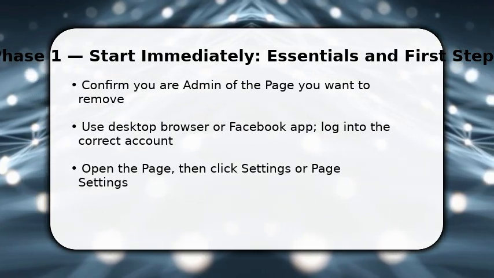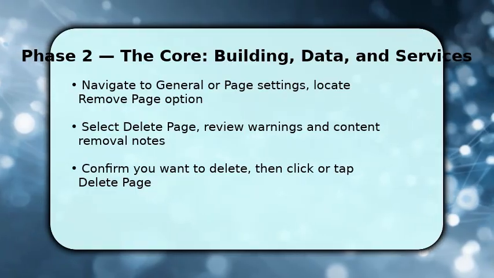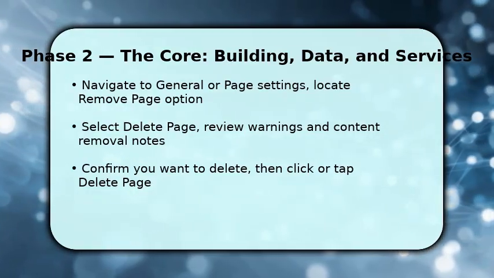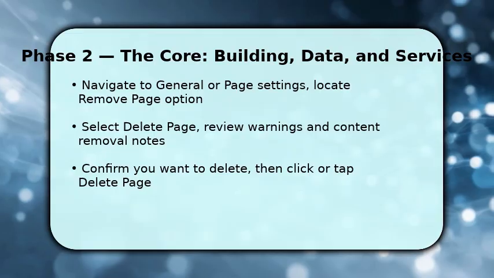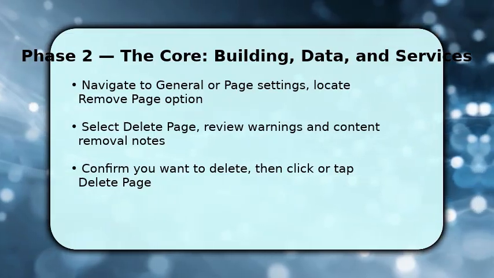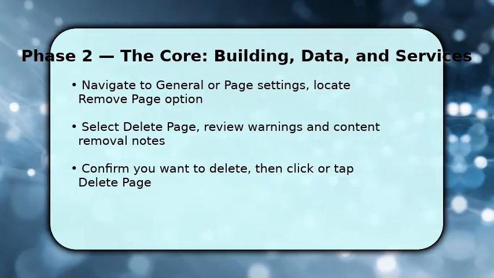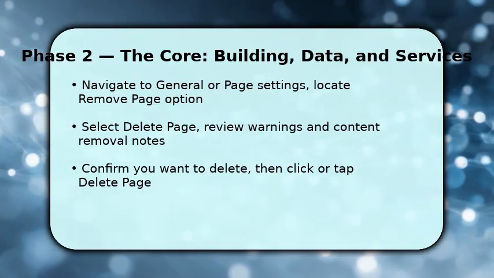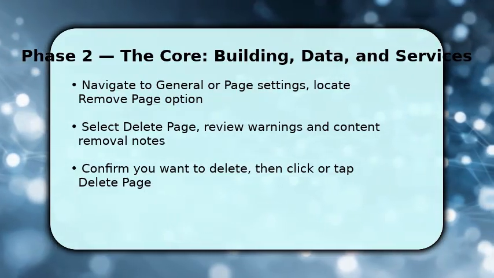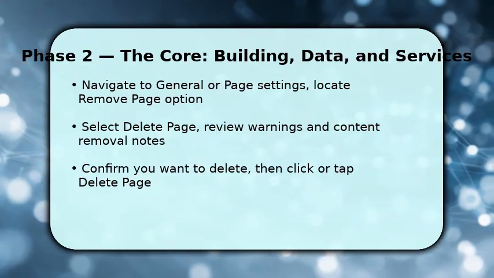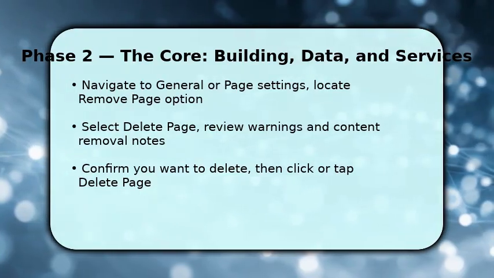Once done with settings, scroll to the General section and locate the Remove Page or Delete Page line. Facebook groups these controls together for a reason. Removal affects posts, photos, and messages. Click or tap Delete and read the warnings carefully because removal is usually permanent after a 14-day grace period.